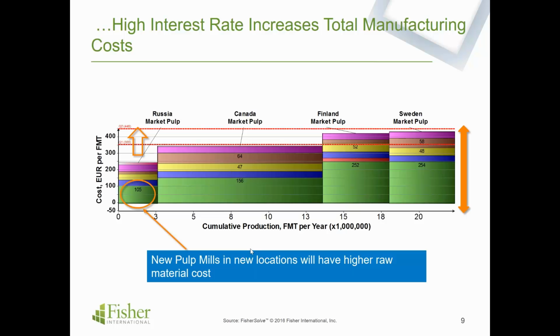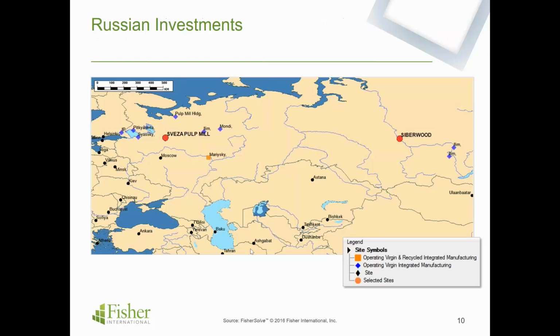greenfield Siberia location pulp mill to be built, raw material costs would be higher than in existing mills because of lack of infrastructure. Okay, and the interest rate can be up to 100 plus euros per produced ton, with $2 billion investment.